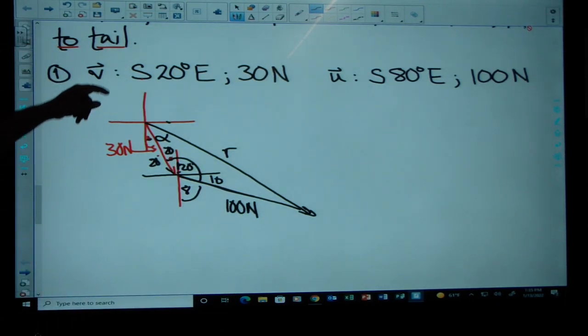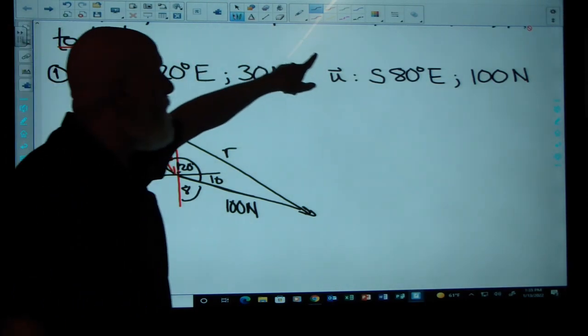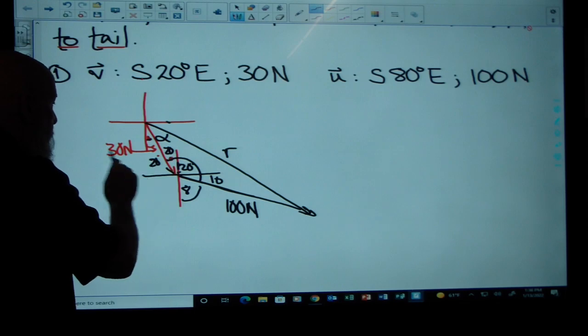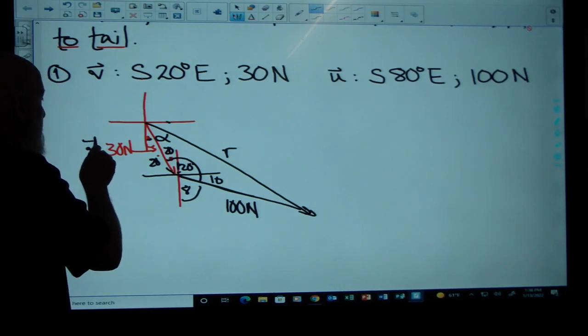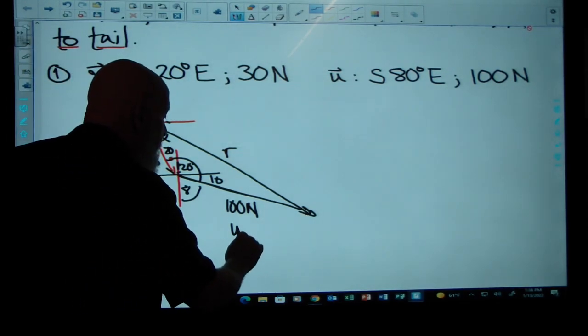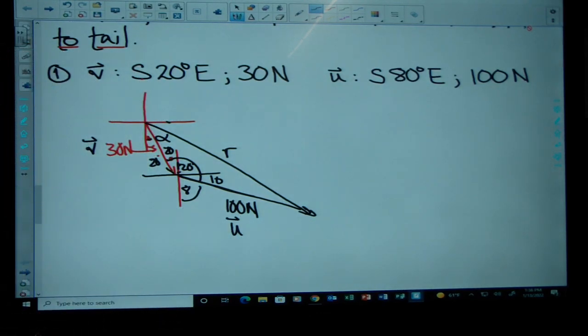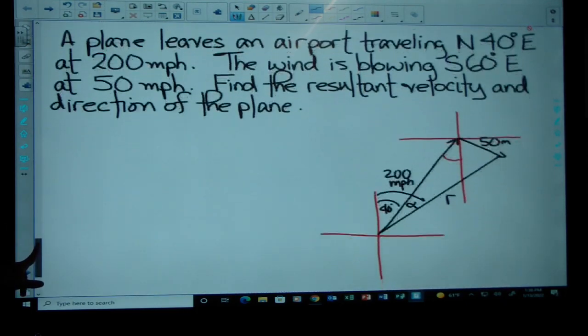But there's a sketch of vector v plus vector u. This is vector v, the first one that I drew. And the second one is vector u. That little symbol right there just means vector. Okay, let's move onward through the fog and do one problem.